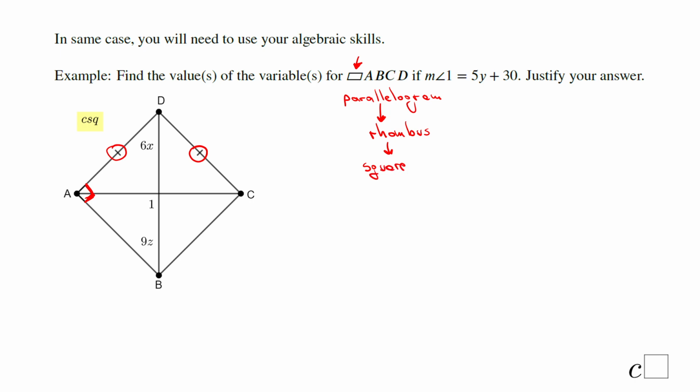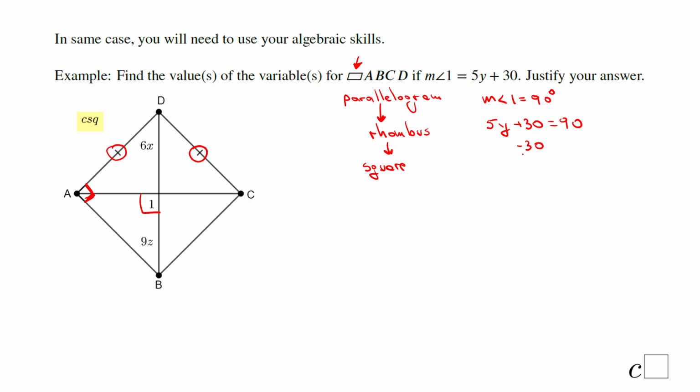Okay, so yes, we have a square here, and we know now angle 1, this angle, should be 90 degrees because the diagonals in a rhombus or square, in this case the square, are perpendicular. So the measure of angle 1 is 90 degrees. We can replace the measure of angle 1 with this expression given, 5y plus 30 equals 90.